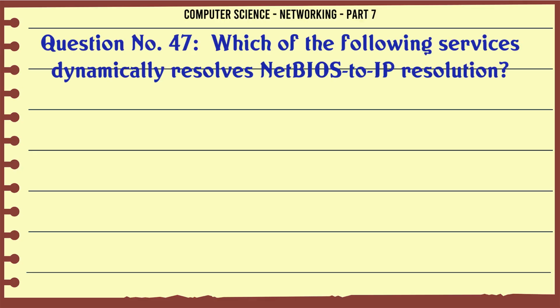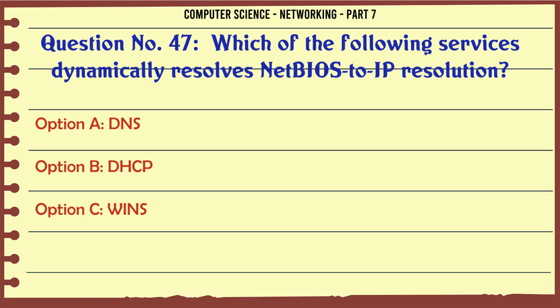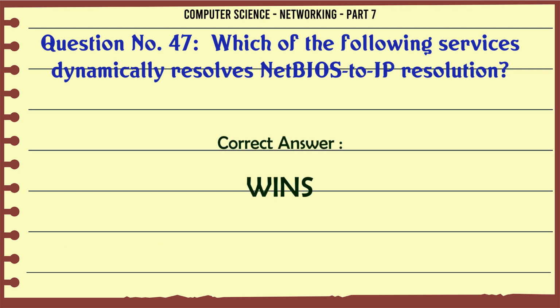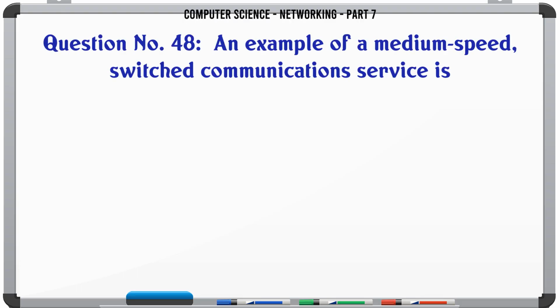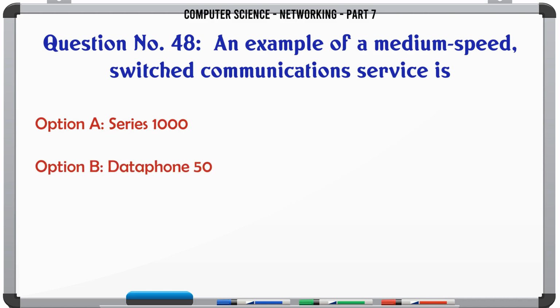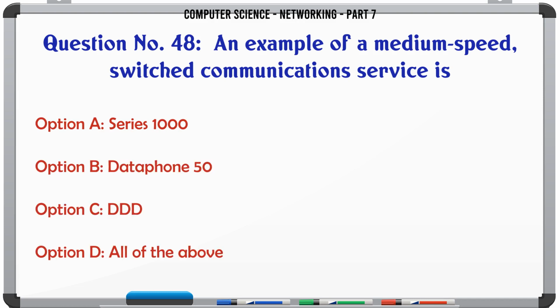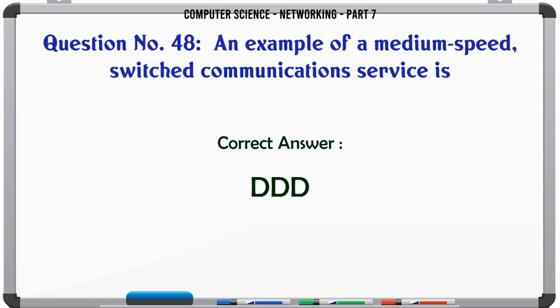Which of the following services dynamically resolves NetBIOS-to-IP resolution? A. DNS. B. DHCP. C. WINS. D. LMHOSTS. The correct answer is WINS. An example of a medium-speed switched communications service is A. Series 1000. B. Dataphone 50. C. DDD. D. All of the above. The correct answer is DDD.